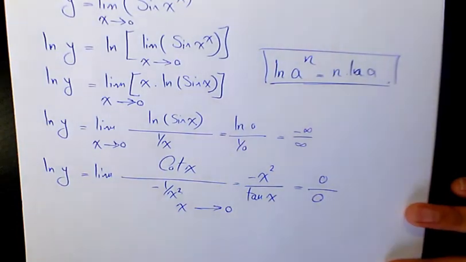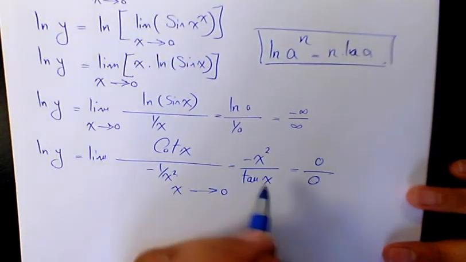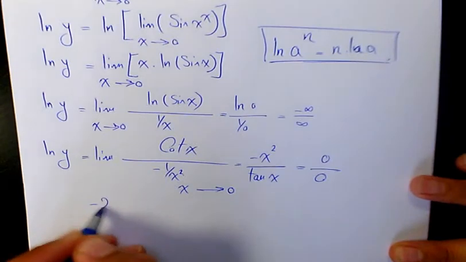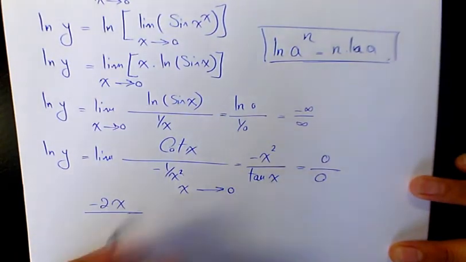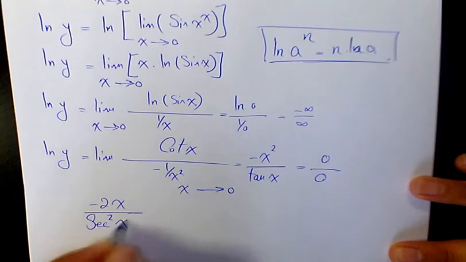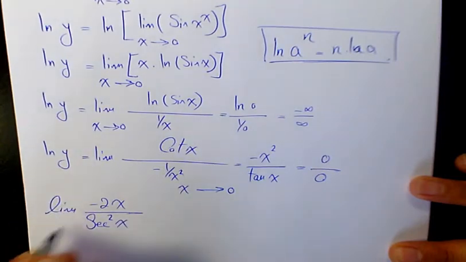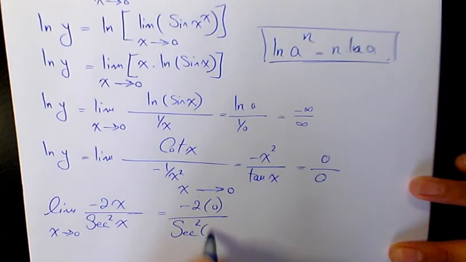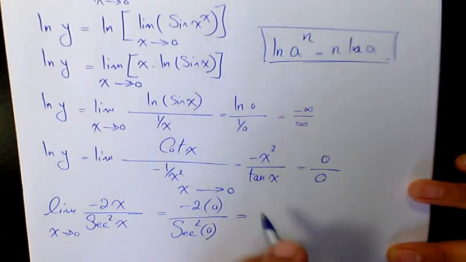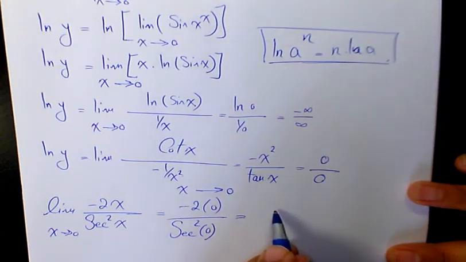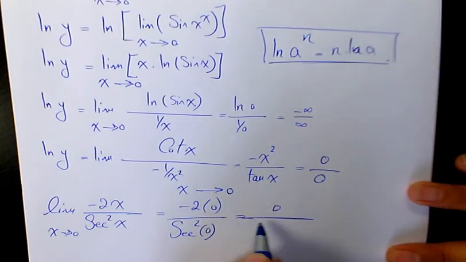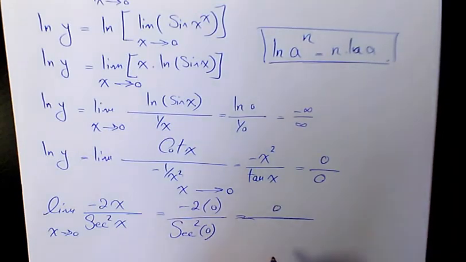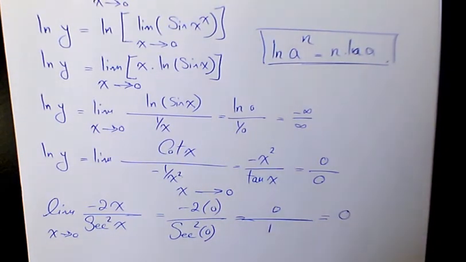Now you need to find the derivative. The derivative of negative x squared is going to be negative 2x. And the derivative of tan x is going to be secant squared x, limit when x is approaching 0. So that's going to be negative 2 times 0 over secant squared of 0. That's going to be 0 divided by 1, which is going to be 0.